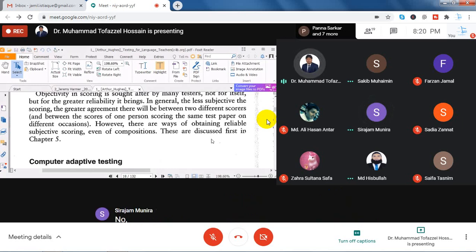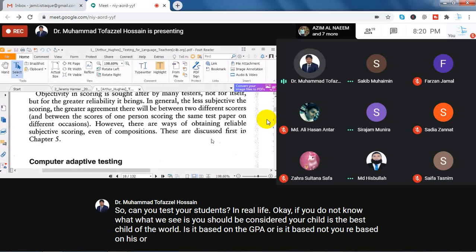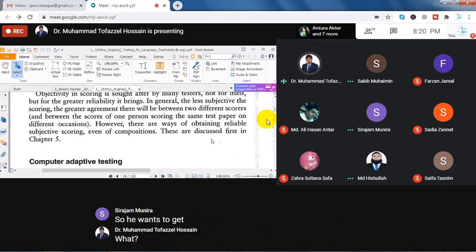No, sir. In real life, if you do not know on what basis you should consider your child the best child of the world, is it based on the GPA or is it based on their humanistic attitude? So humanistic attitude.